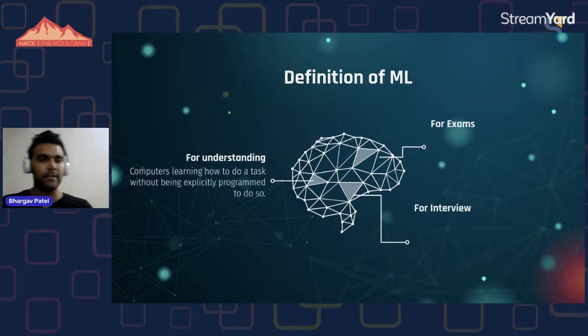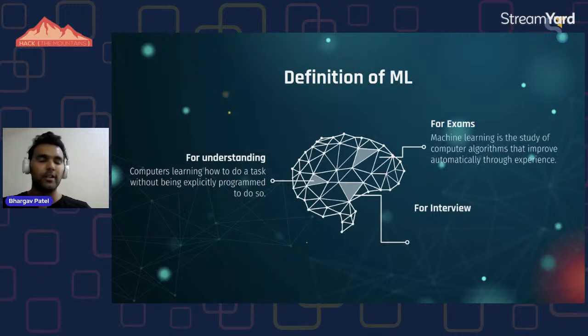For just for our understanding, machine learning is computers learning how to do a task without being explicitly programmed to do so. So we write a code which can learn how to do a particular task rather than writing a code which can do that task, right? So this is for our understanding.